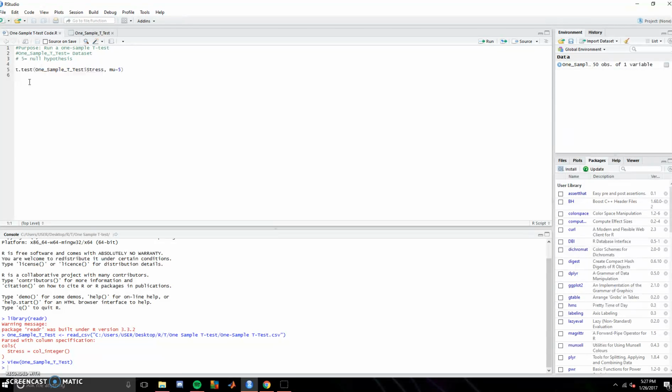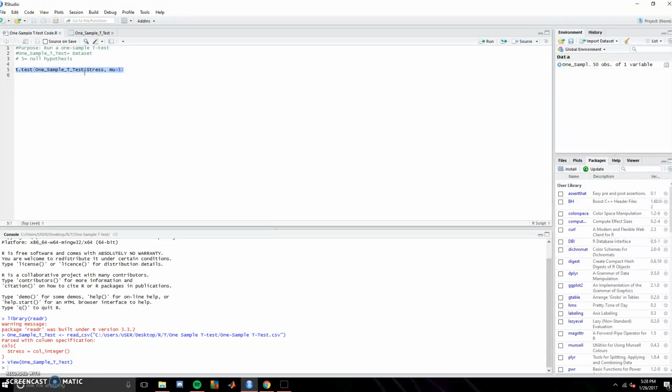So to do this, the t-test function is just t.test, and then after that, you use parentheses and you write the name of your data set. In our case, the name of our data set is one sample t-test. After you write the name of your dataset, you put a $ sign, and after your $ sign, you put the dependent variable. In this case, it's stress, and then a comma, and then mu, which is the null hypothesis essentially, and you can put that to whatever your null hypothesis is. In this case, it's 5.